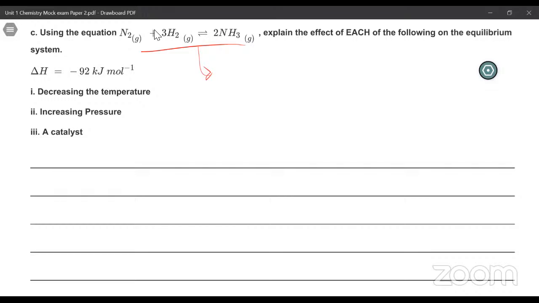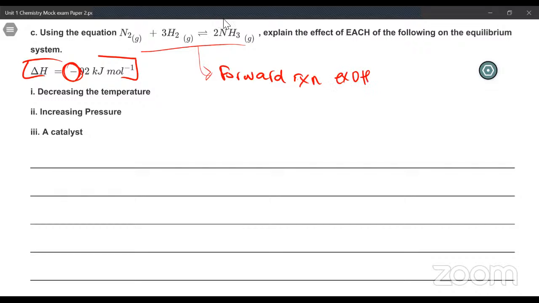First thing you want to take note of is delta H. Is it negative or positive? The sign tells you whether the reaction is exothermic or endothermic. If it's positive, it's endothermic; if it's negative, it's exothermic. So this delta H here is negative, so we can infer that the forward reaction is exothermic. All right, so let's move on to seeing what our question wants.